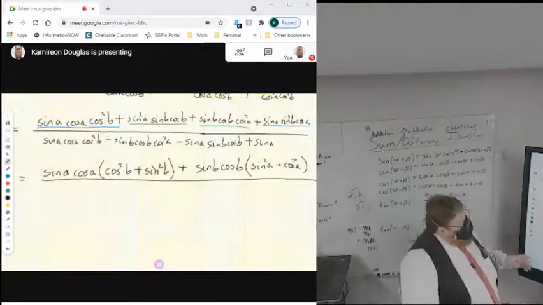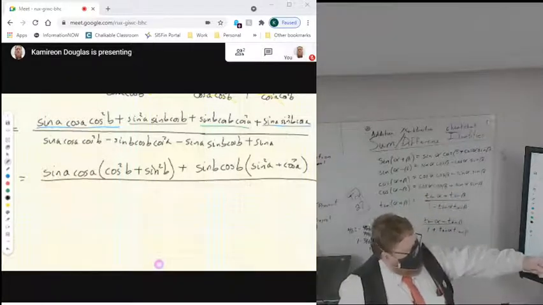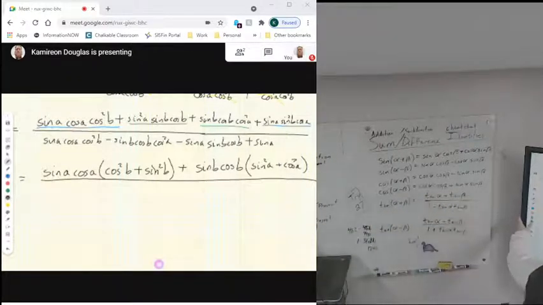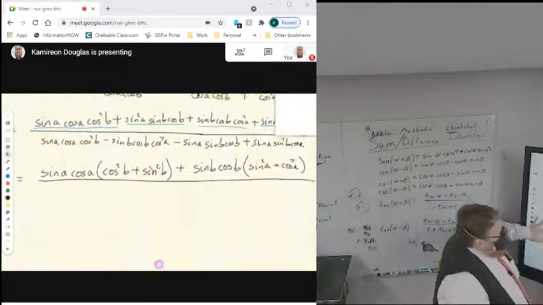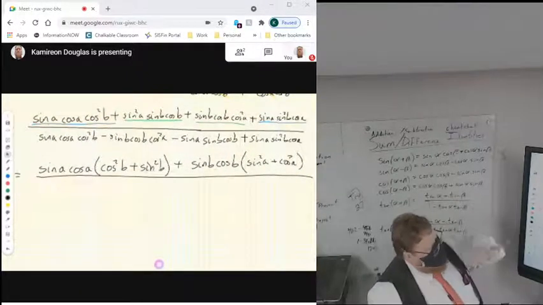On bottom, same thing. Two of the terms have something in common. Wait, where did everything else go now? Someone's missing stuff. Oh, it keeps erasing stuff. This one was sine squared A, sine squared B, cosine A. There we go. Sorry, sine A, sine squared B, cosine A.